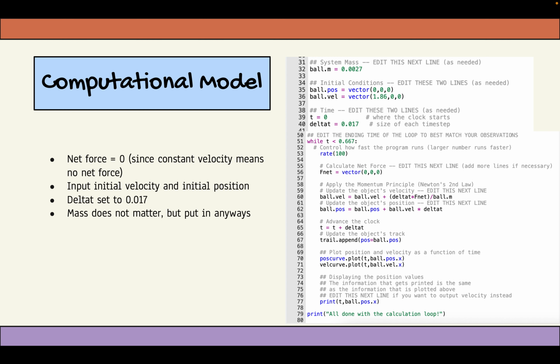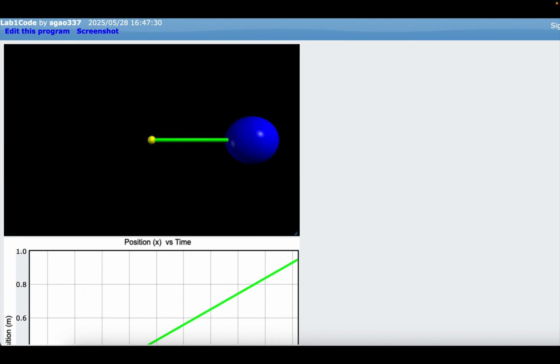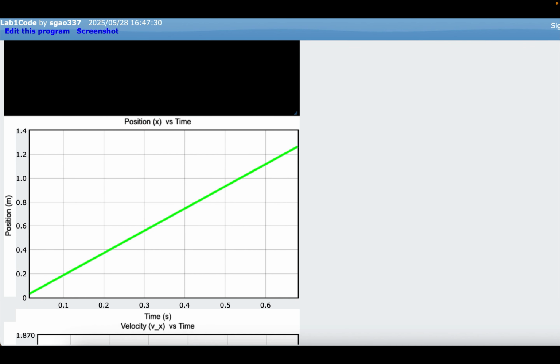This is because in the velocity update formula, if the net force is 0, mass just cancels out. And then finally, the position update formula just predicts the location, and since our velocity is constant, we should see a positive slope in our position versus time graph. Here is what I see when I ran the code in GlowScript.